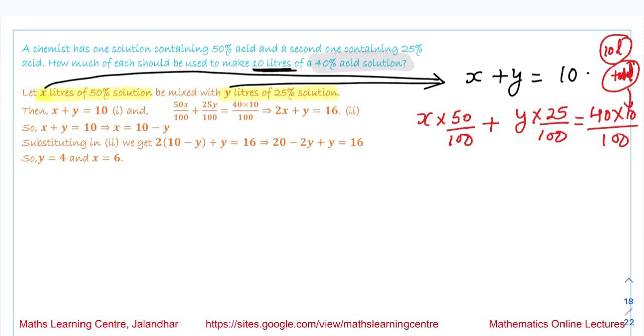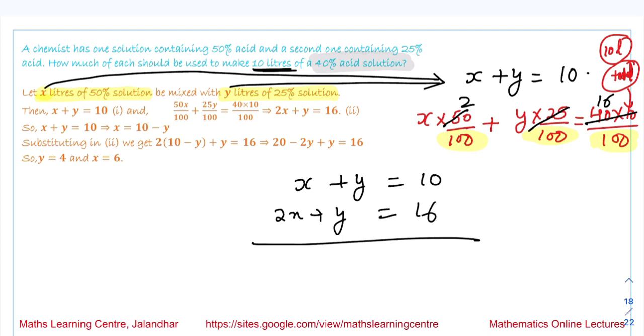From these three terms, 100 will get cancelled out, and what we are left with is, the first equation, x plus y is equal to 10, and the second equation. Cancelling with 25, we are left with 2 over here and 16 over here. So the second equation is 2x plus y is equal to 16. We subtract these two equations and we get minus x is equal to minus 6. So the value of x is 6, and the value of y is 4.